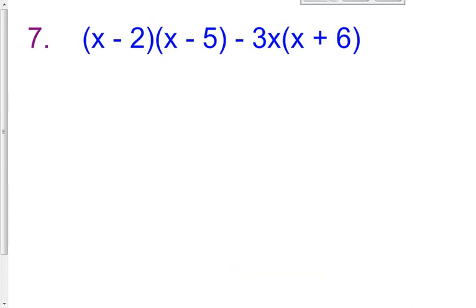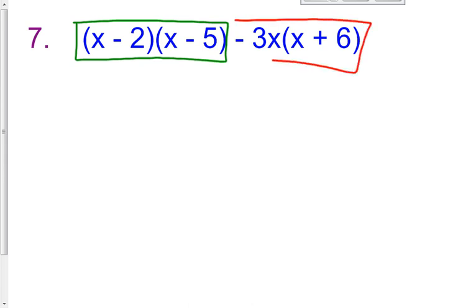Number 7. This one we're going to divide up into a couple different steps. Our order of operations says that we have to multiply before we add or subtract. So I'm going to multiply these two, I'm going to multiply these two, and then at the end I'm going to combine like terms.